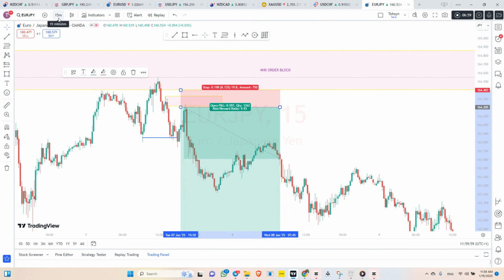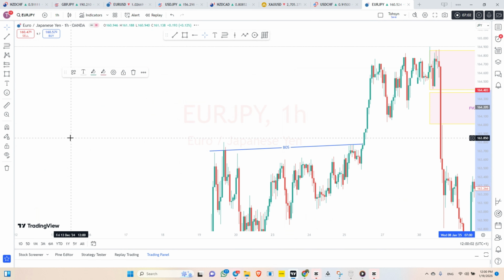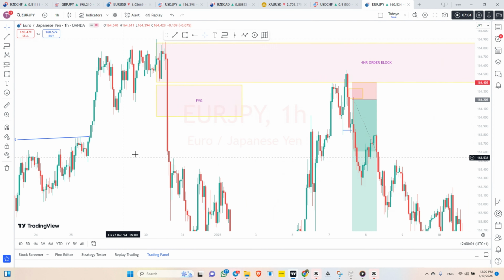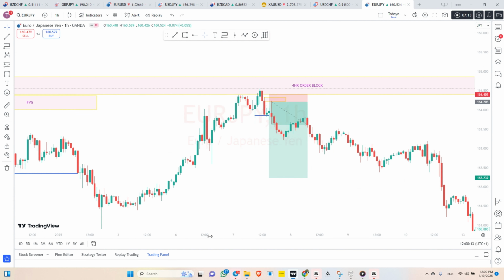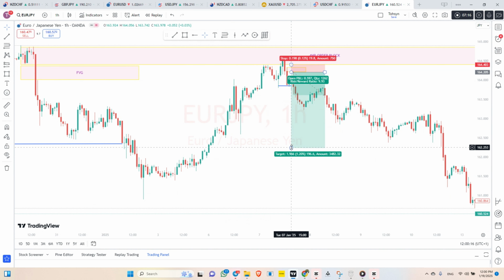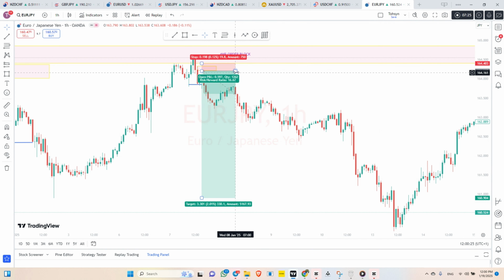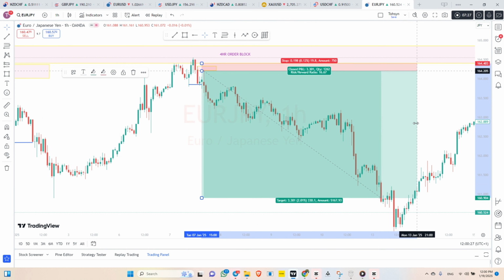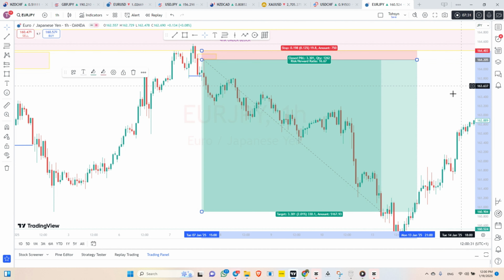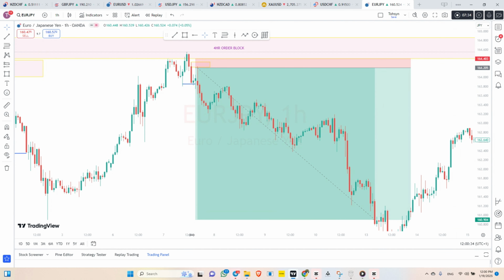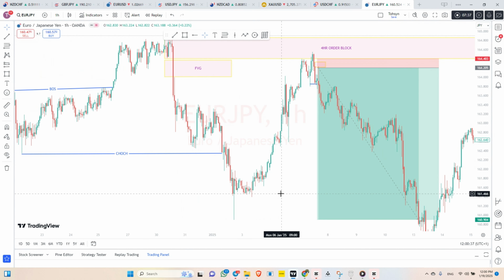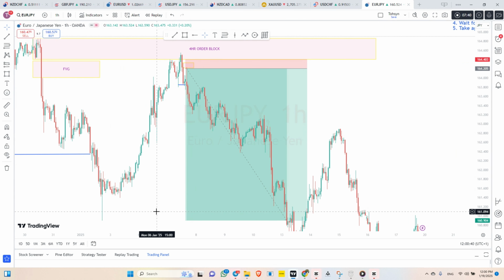Let me switch to the 1 hour time frame in order for you to see the bigger picture. So let's assume we entered our trade from here. Then we target the next point of reversal, which is right here, this candle. So as you can see, what did the market do? We had a 1:16. This was a very, very beautiful trade. 1:16. Can you see that?